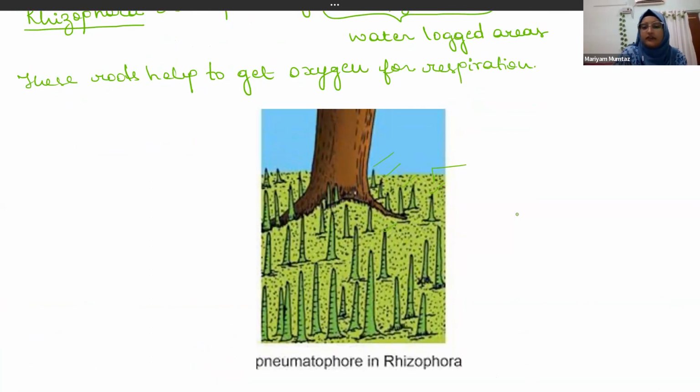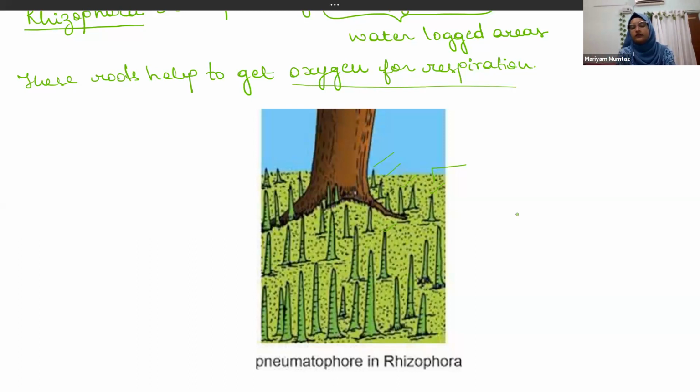And the main function, why do they do this? They do this to get oxygen for respiration. Now since there is a lot of waterlogging in that area, it is hard for the plant to get oxygen for its own respiration. So when these roots come out and grow vertically outside the ground, they perform the function of getting the oxygen for respiration.